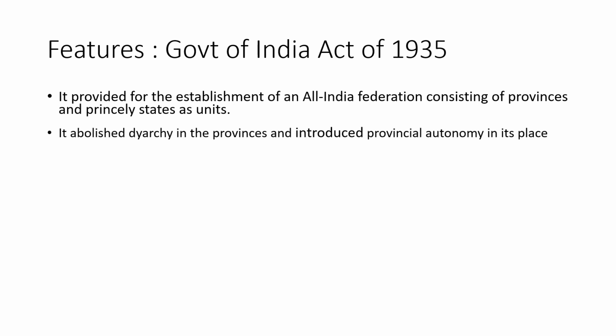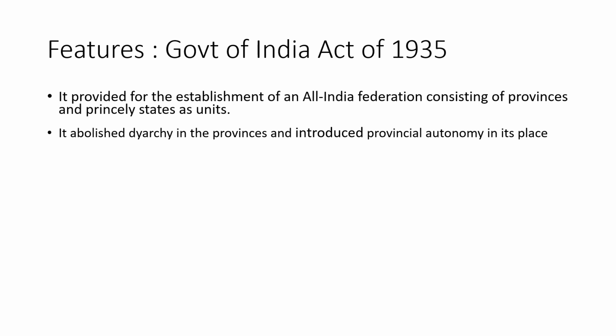Now the second feature was it abolished diarchy in the provinces and introduced provincial autonomy in its place. Now we have seen in the previous video what a diarchy is. It comes from the word diarch, which means double rule, right? So this act completely abolished this system. The provinces were allowed to act as autonomous units of administration in their defined spheres.